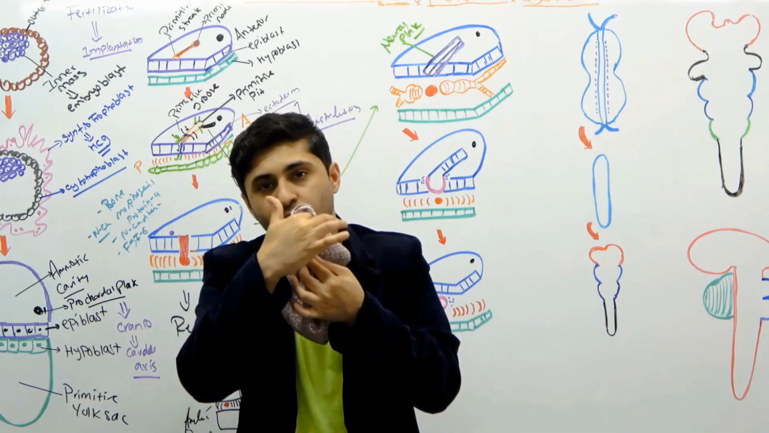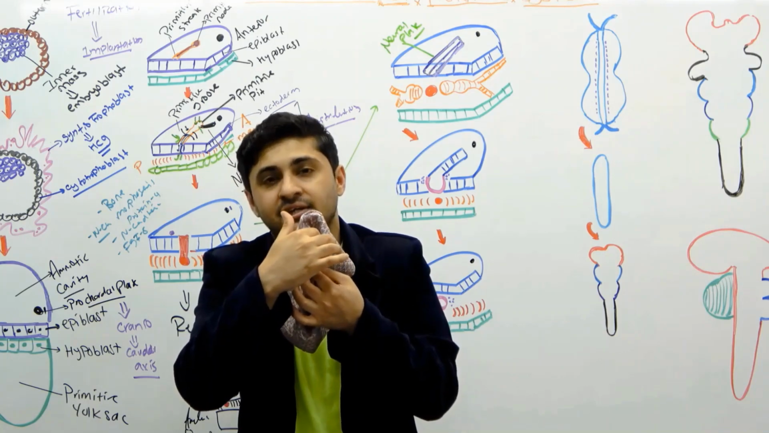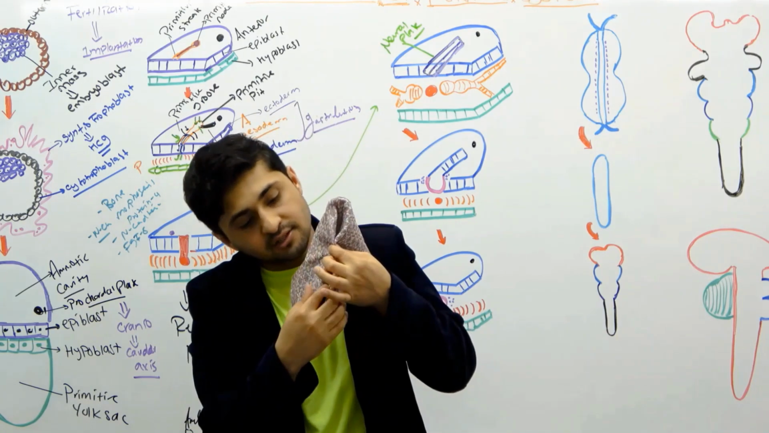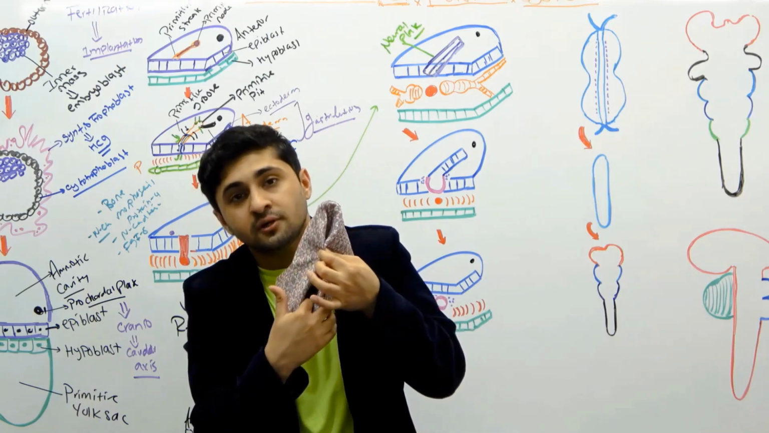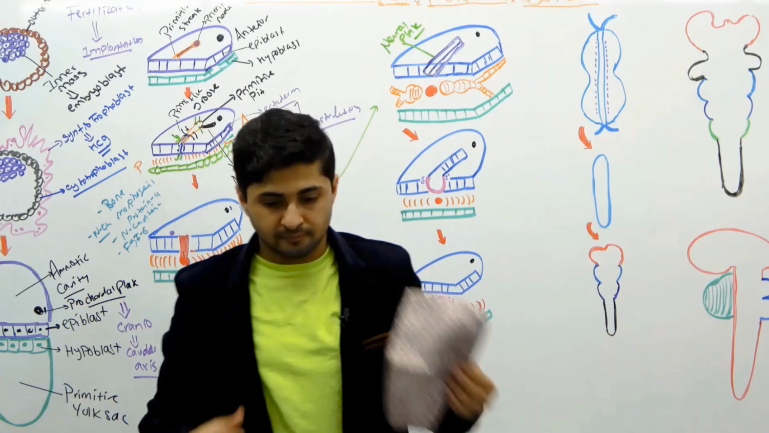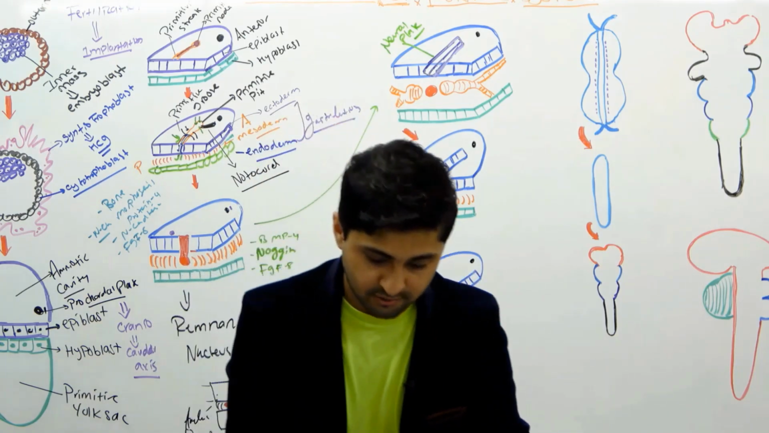This top part, this open space, we call an anterior neuropore, or this is called the rostral neuropore. And this is called the caudal or posterior neuropore. Okay, and this is really important. All right, so that's what I was trying to explain to you.